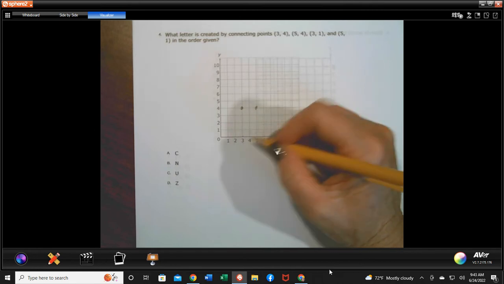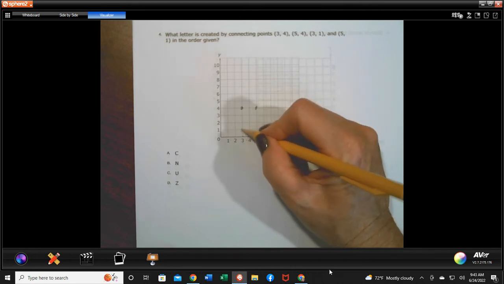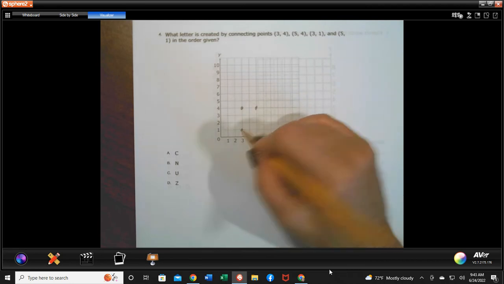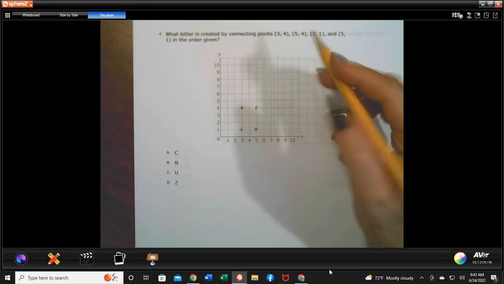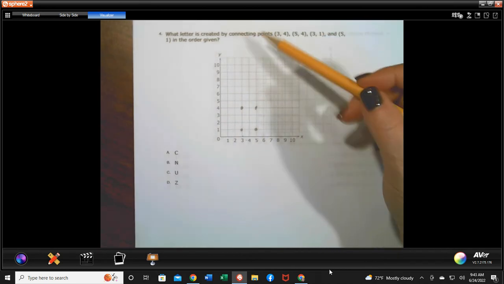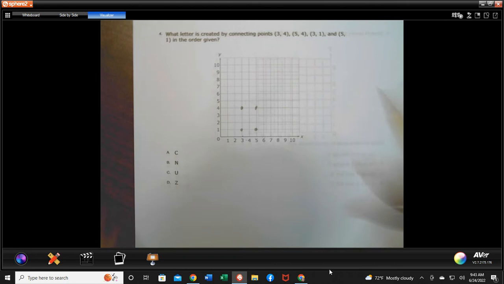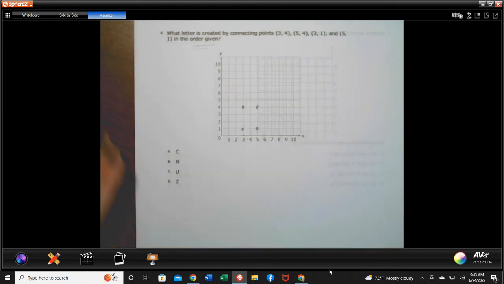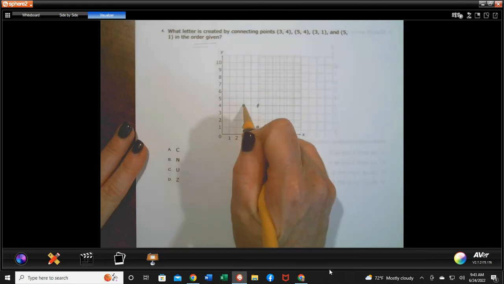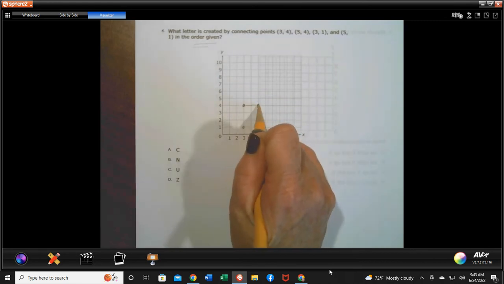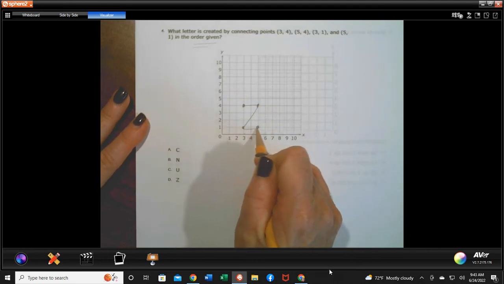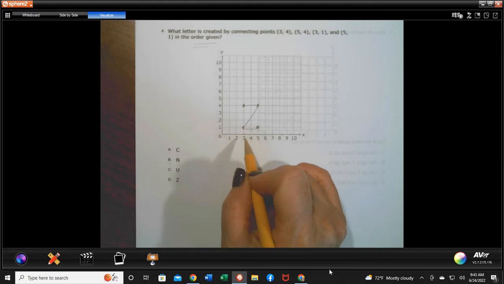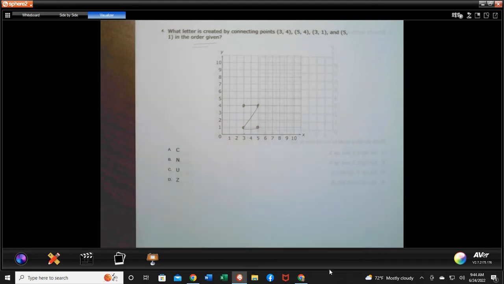We're going to go over to 3, up to 1, and then we're going to go over to 5 and up to 1. All right, so what letter is created by connecting the points in the order given? So we started at 3, 4, so we need to go back and trace our steps, and we went to 5, 4. Then we went to 3, 1. Then we went to 5, 1. So if we aren't careful, we could actually come up with the wrong answer here.